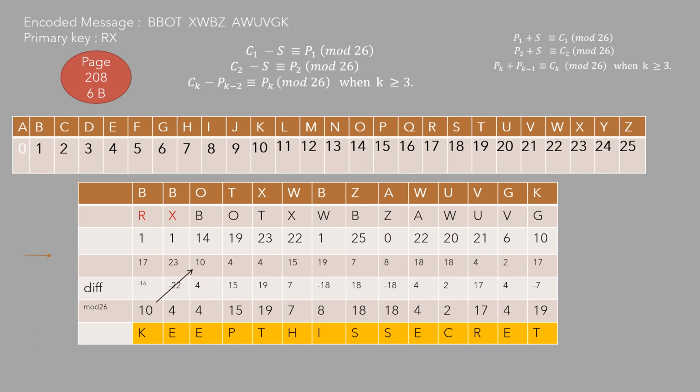Now I have to use the same 10 to get my C3 and 4 to get my C4. So repeating this process, I get the value for the last one as 10 minus 17 is negative 7, which mod 26 will be 19. So the decoded message is keep this secret.